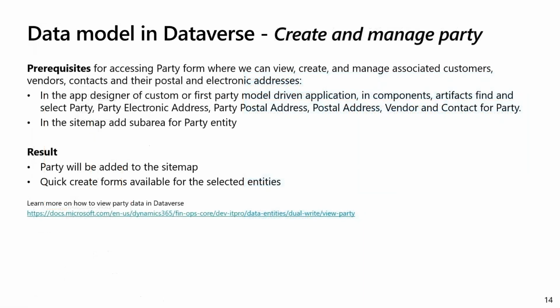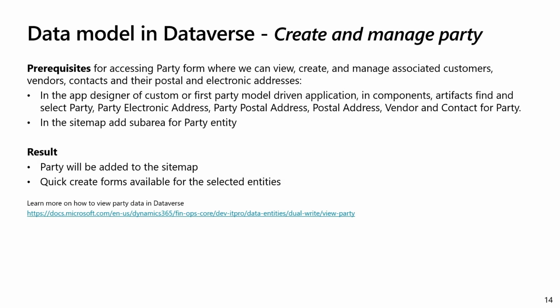After installing the solution, there are still some tasks that we need to do in order to be able to access the party form, where we can view and create parties, also manage associated customers, vendors, contacts, and their postal and electronic addresses. What we need to do is open the app designer of the custom or the first party app, model-driven application that we are customizing, and add in the artifacts the next entities: party electronic address, party postal address, vendor, and contact for party.